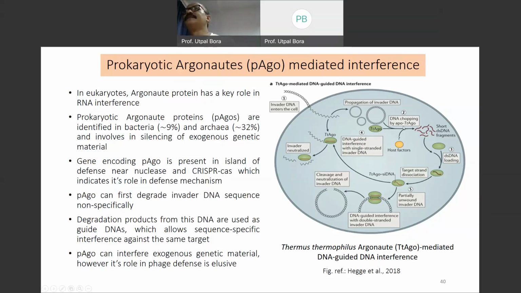Then there is some DNA chopping happening in stage 2, producing short double-strand DNA fragments, and this double-strand DNA gets loaded over here. Then in the fourth stage, DNA-guided interference with single-stranded invading DNA will take place, and you have a partially unwound invader DNA over here. And then you finally have DNA-guided interference with double-stranded invader DNA.